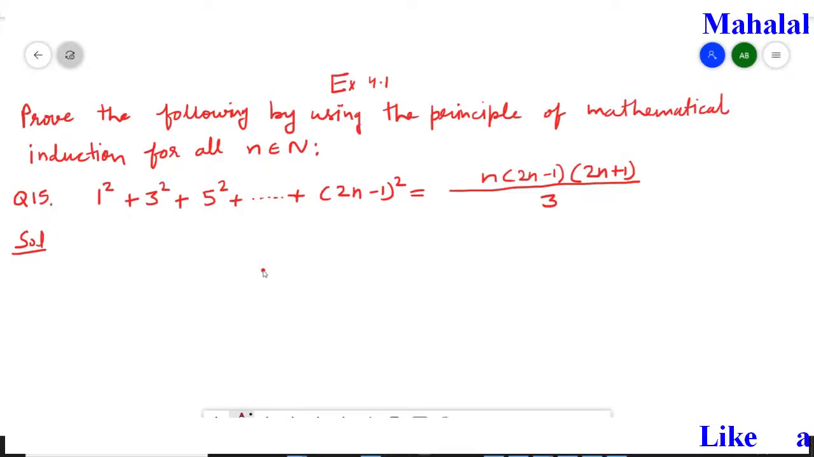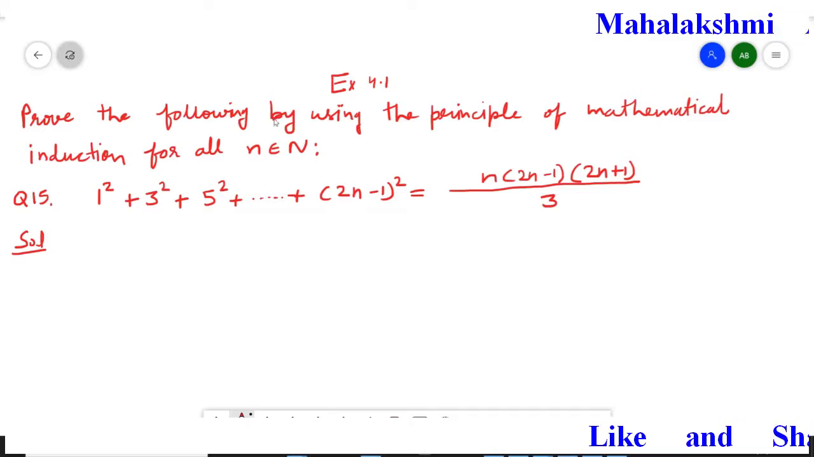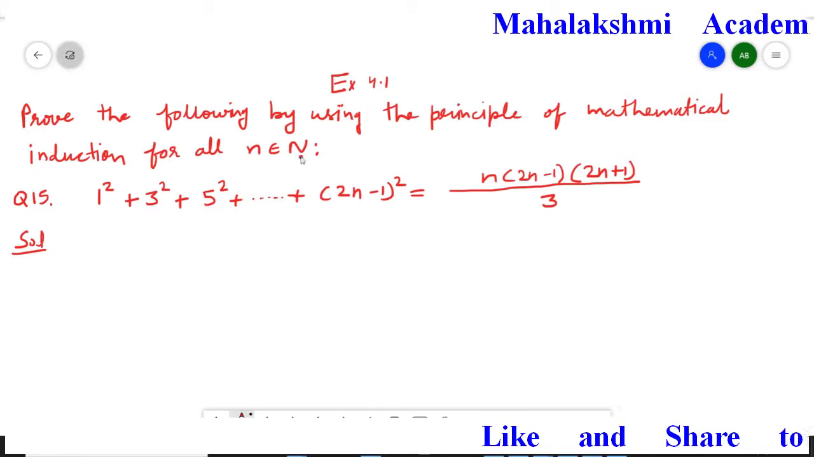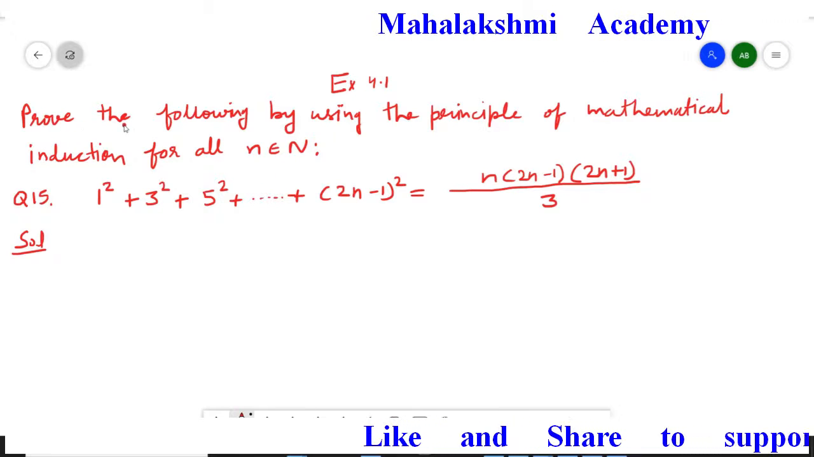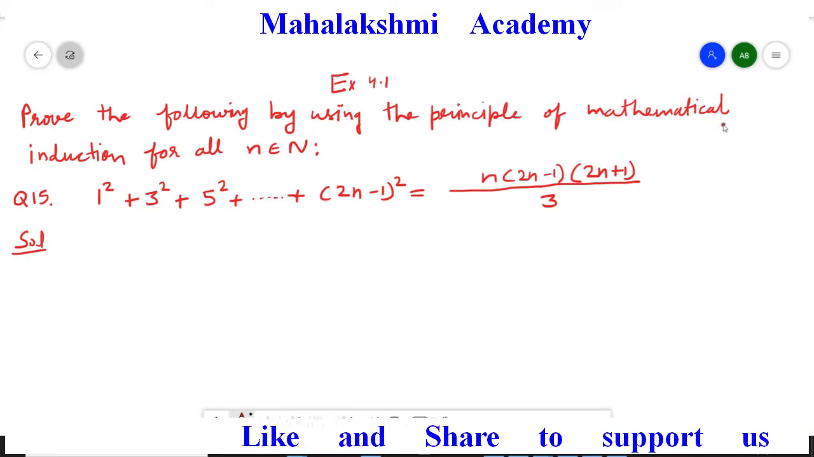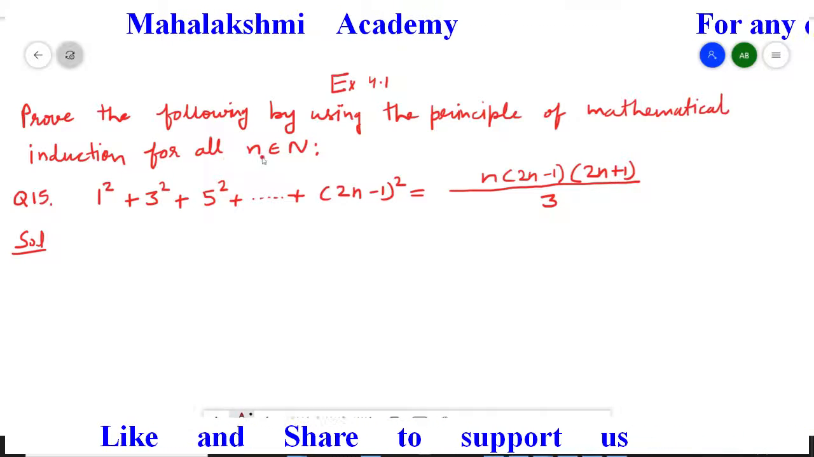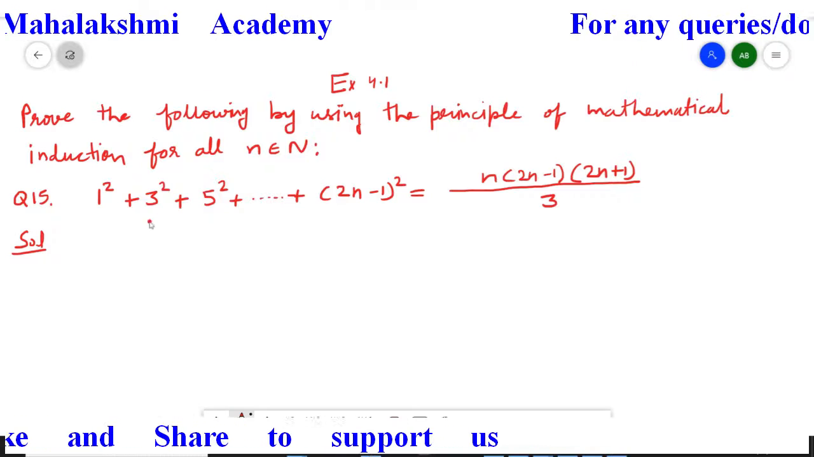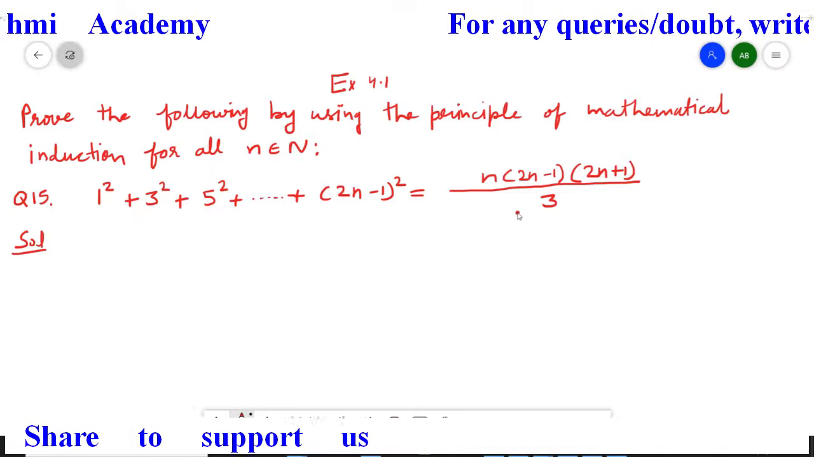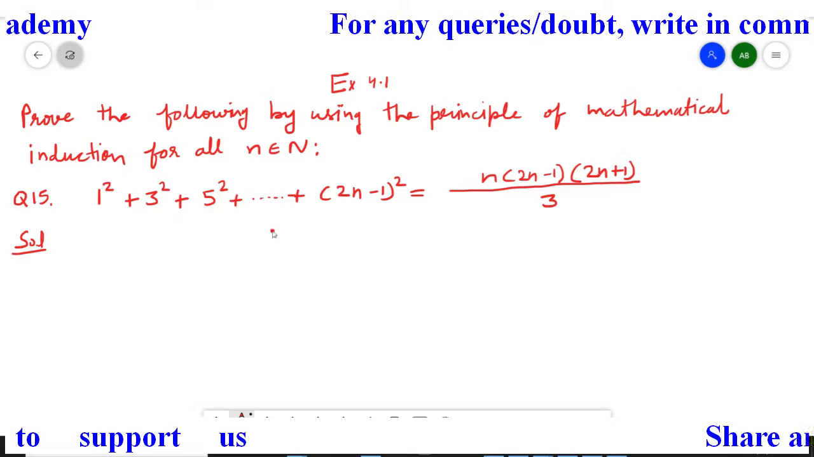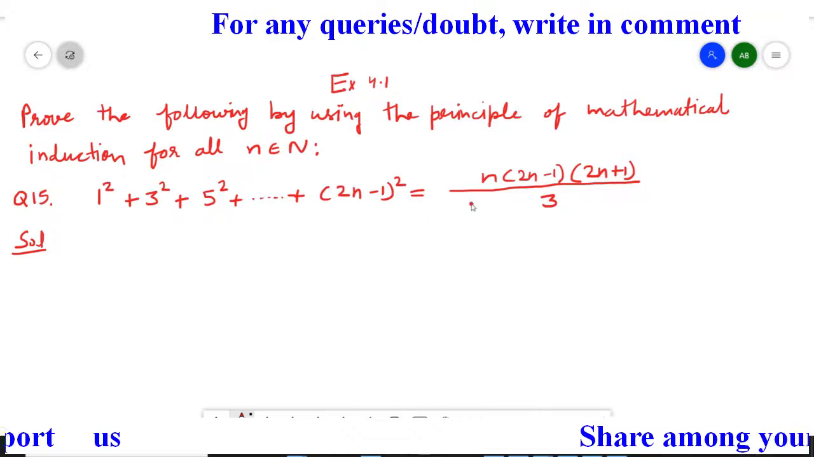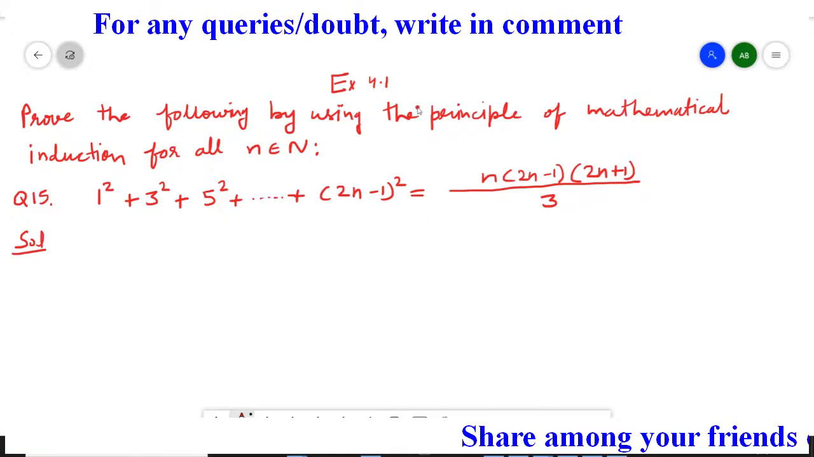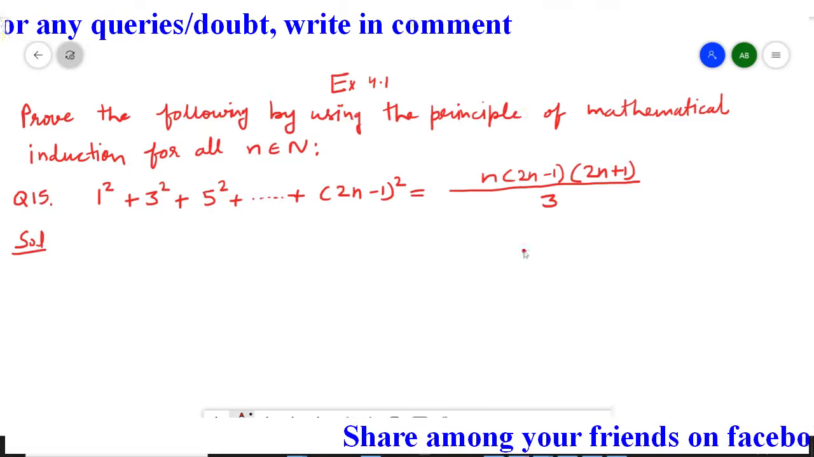Hello everyone, I am going to explain question number 15 from exercise 4.1 and we have to prove the following by using principle of mathematical induction for all n belongs to capital N. So here a mathematical equation is available to us and this mathematical equation is true for all the natural numbers. We have to prove it with the help of principle of mathematical induction.